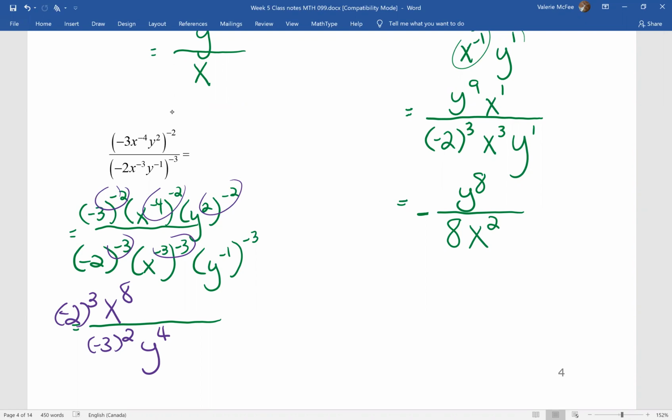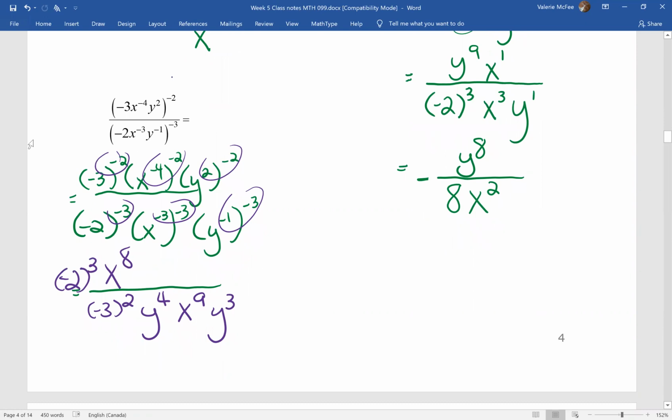-3 times -3, that's a +9. -1 times -3, +3. So what have we got here? -2 cubed is -8. We're going to put that negative outside. -3 squared, that's +9.